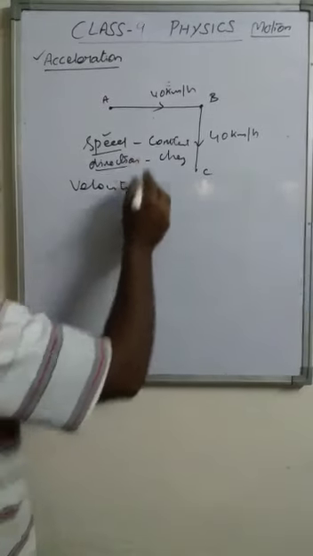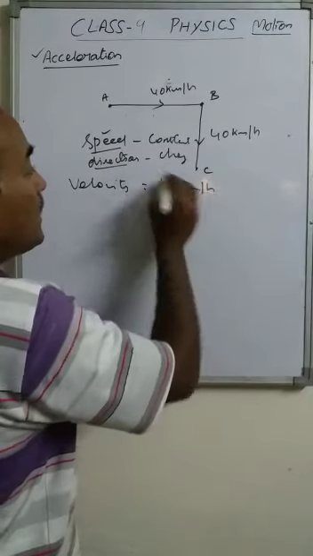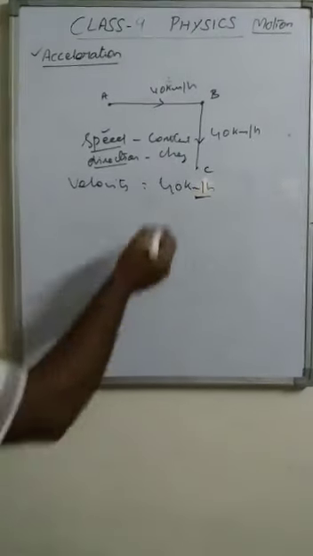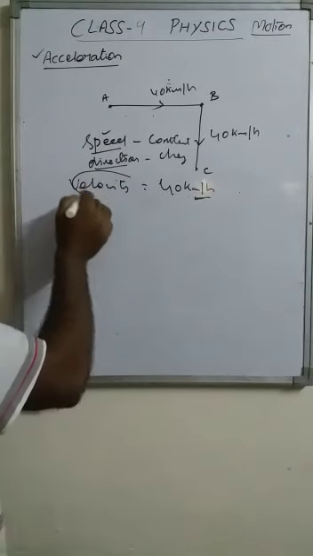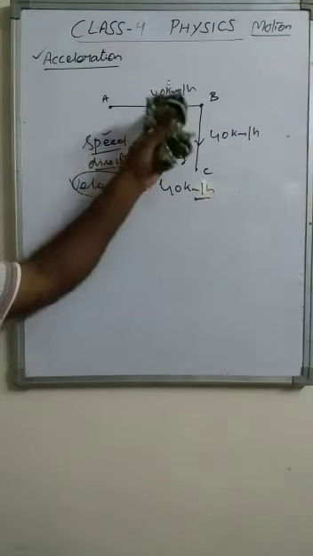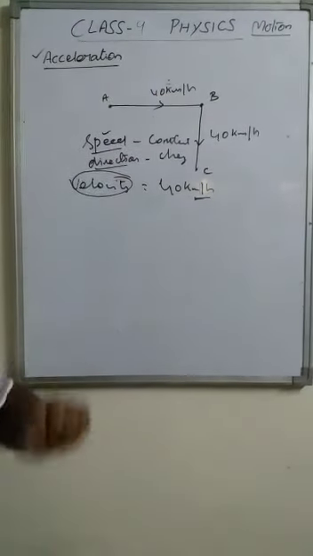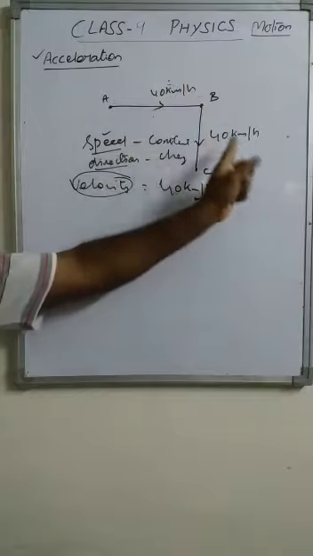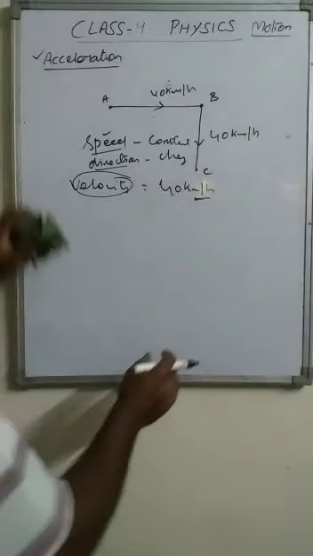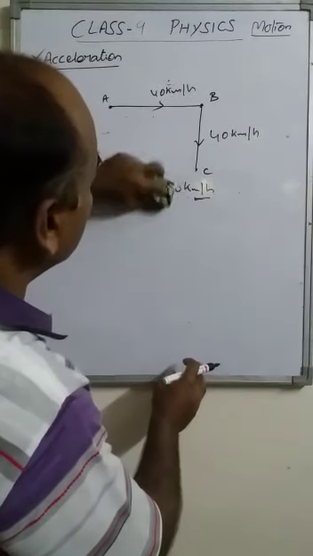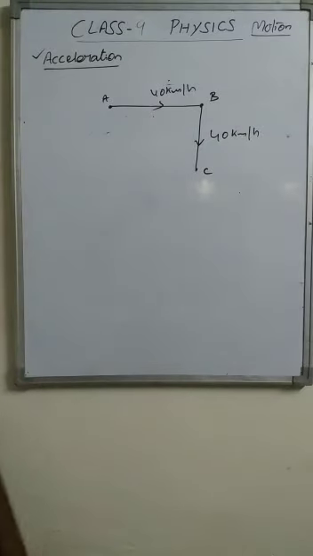Here you see, the speed is constant, 40 km per hour, but the direction is changing. When the speed is constant and the direction changes, again we can say the velocity is changing. So in this also, the velocity is changed. You should not say velocity is constant. The direction is changing; the magnitude is constant. By changing the direction, here also the velocity is changed.